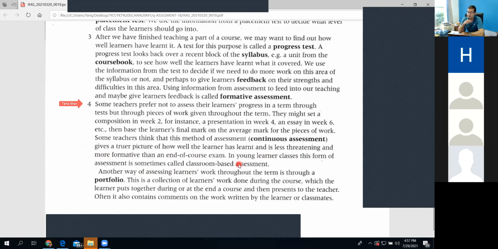Now what happens here? They don't wait to take the test at the end of the term. So they assess their performance. They keep different types of tasks on a weekly basis or two-week basis, and they test their performance. So sometimes they call it continuous assessment. And with young learners, they call it classroom-based assessment, where the assessment is going on continuously as they are learning. So the students also keep that in mind, that they are assessed, so they don't get lazy about the topic and the learning.